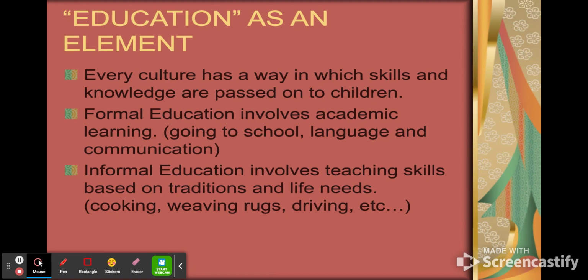Education as an element. Every culture has a way in which skills and knowledge are passed on to children. Formal education involves academic learning, going to school, language and communication. Informal education involves teaching skills based on tradition and life needs, such as cooking, weaving rugs, driving, and so on.